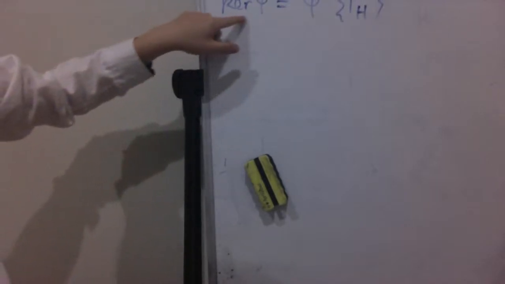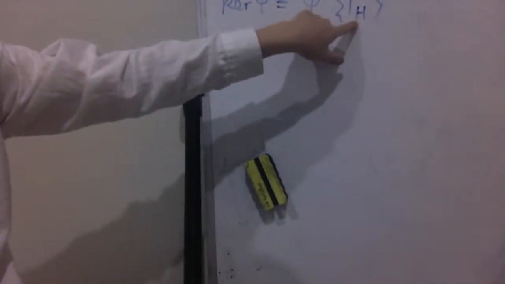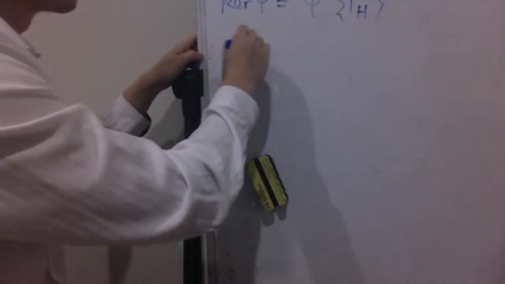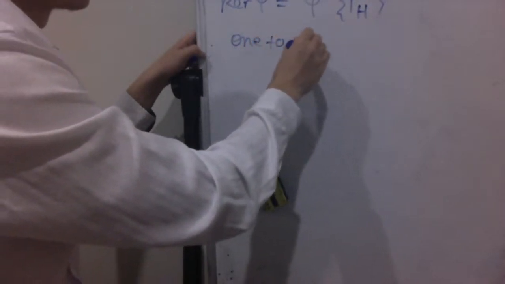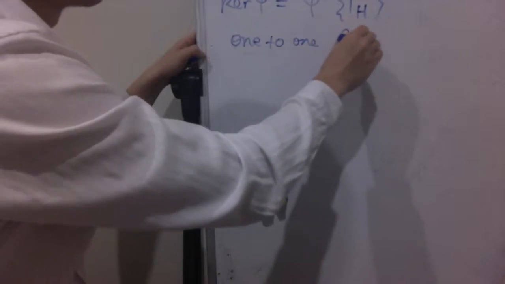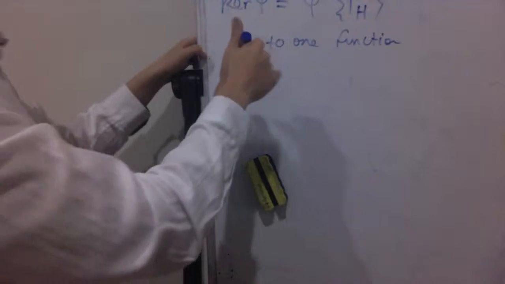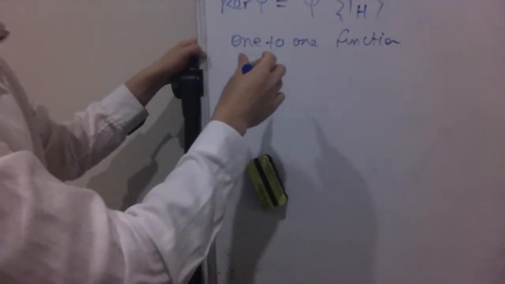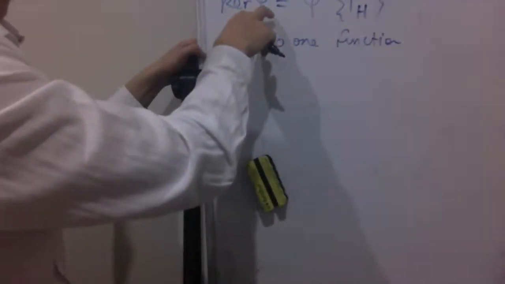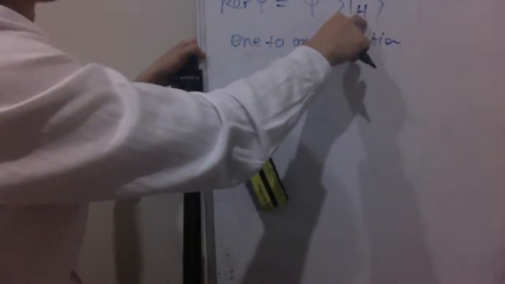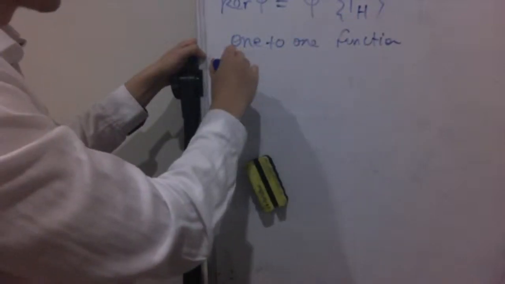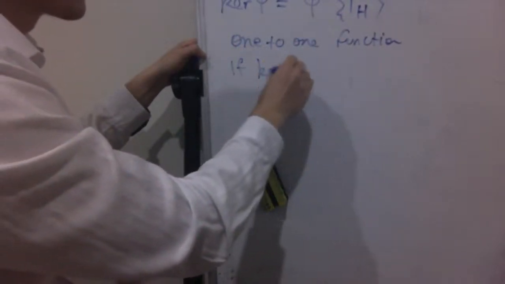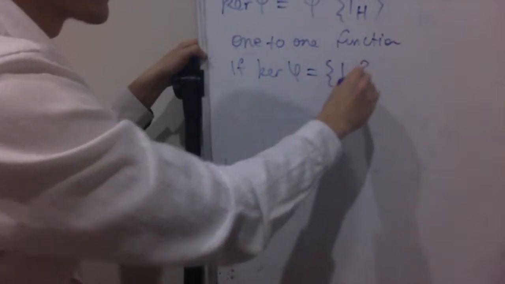All right. So the kernel is all the things that map to the identity. Do you remember what a one-to-one function is? One-to-one versus many-to-one. A one-to-one function is one where you can't have two things mapped to the same thing. So the special thing about groups is this. Obviously if it's one-to-one, then it can't have more than one thing mapped to the identity. But for groups, if the kernel equals the identity, okay?